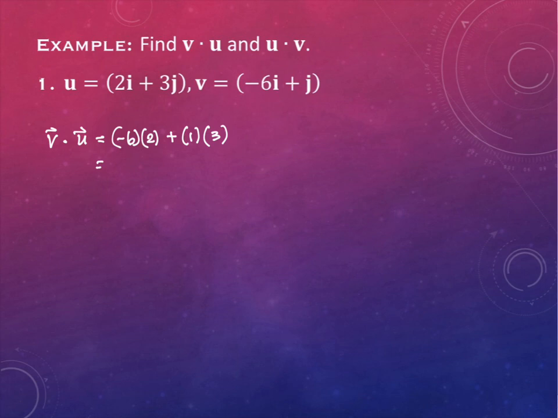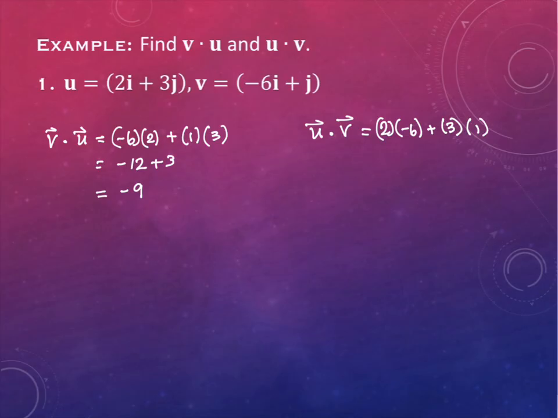All right, negative 6 times 2 is negative 12. 1 times 3, of course, is 3. And if I add those together, I get negative 9. Okay, now the directions actually tell us here to find U times V next, which we will. So U times V would be taking the first component for U, which is 2, and multiplying it by the first component for V, which is negative 6. We're going to add that to the second component, which is 3 for U, and the second component for V, which is 1 over here.